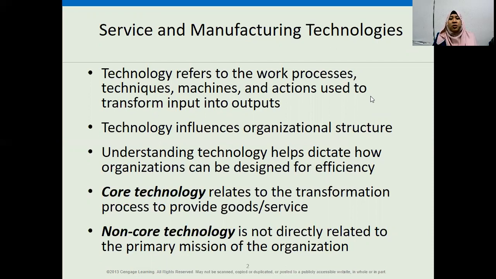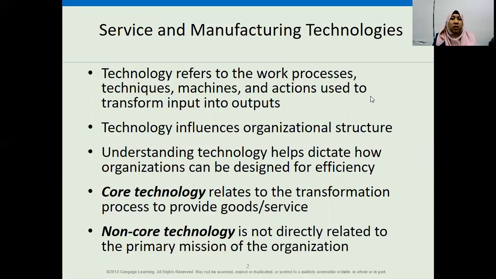All right, so we move to what is stated by the text. Technology refers to the work processes, techniques, machines and actions used to transform input into outputs. So we are talking about the transformational process involving technology that makes the work processes easier.